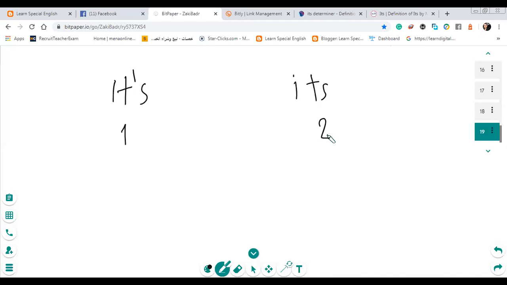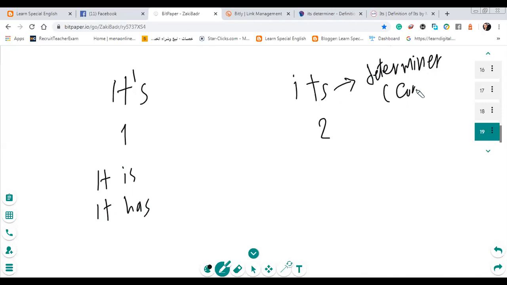Okay, the first one, the apostrophe S stands for, or is a short form for, is or has. So it is or it has. And the second one is possessive, for example, the chair and its leg. So it's possessive. Yeah, it can be used as a determiner, and this is the common use, as we have explained, okay? And also it can be used as a possessive pronoun, but in very rare cases. Very good. Let's take examples on that.